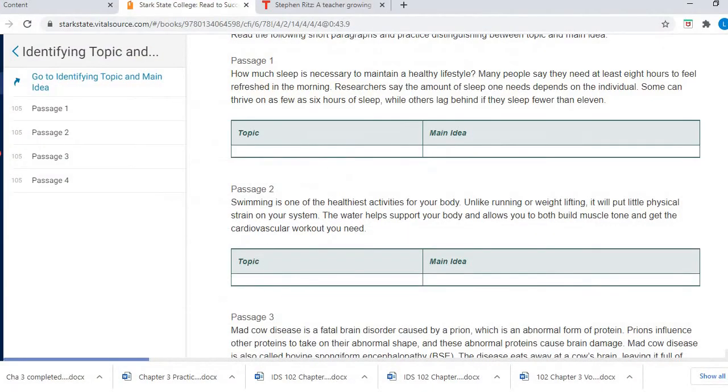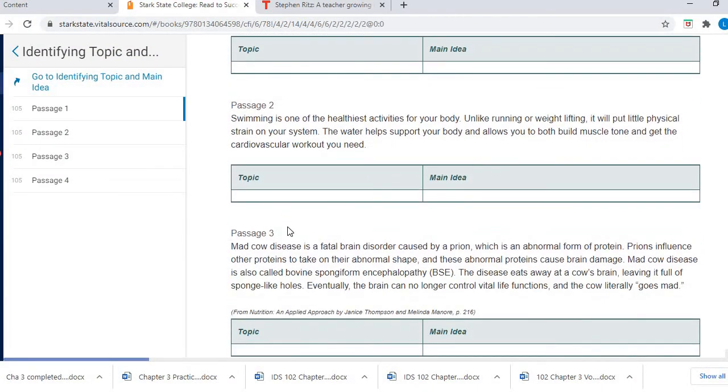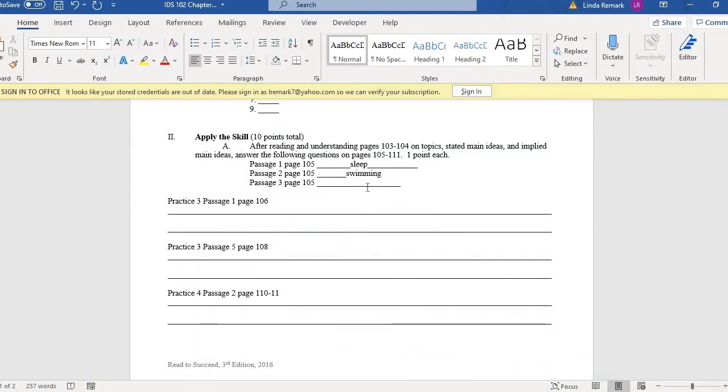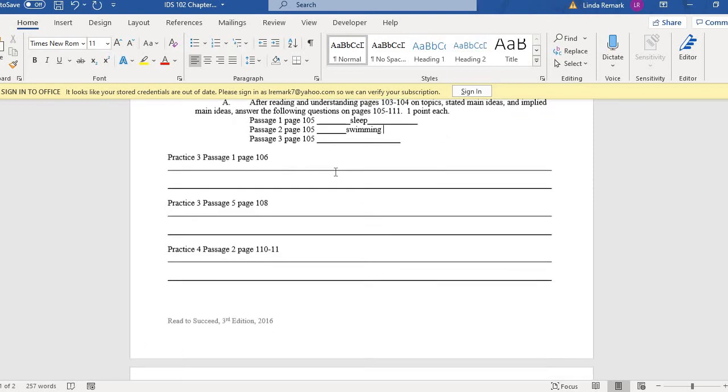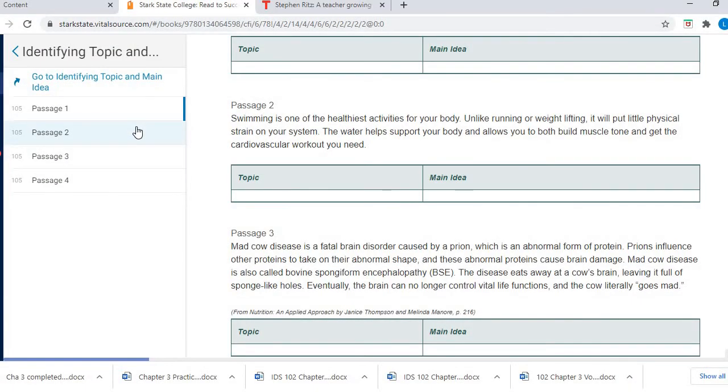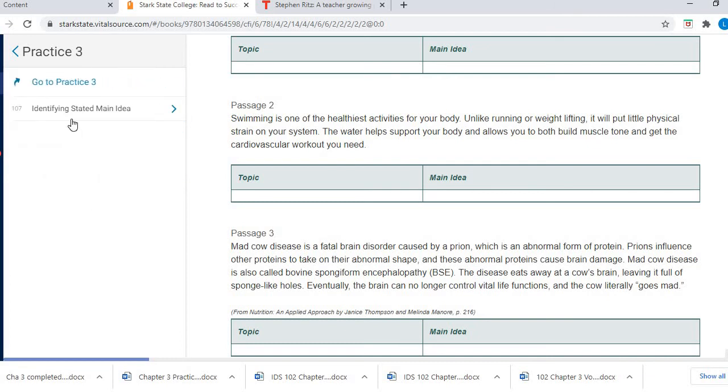Passage 3, I'm going to have you go ahead and do on your own. Same thing. Go ahead and read that paragraph. And on the line right there, you'll write the topic. All right, after that, you'll see that you have practice 3 and practice 4, certain passages. This is for full main ideas. So now you're not just doing topics. You should have full, complete sentences here. So if I go back, I'm going to click out of here a little bit. I'm going to go to practice 3 because that's going to be my first one.